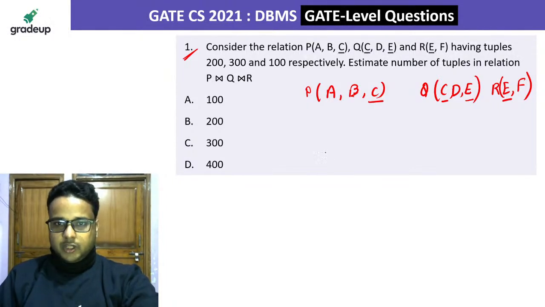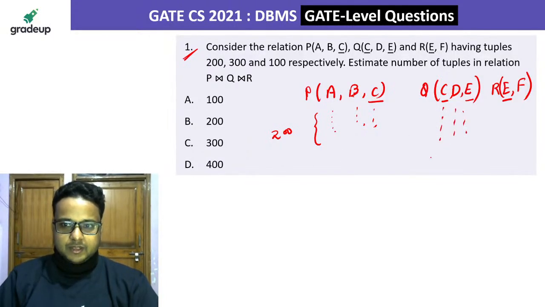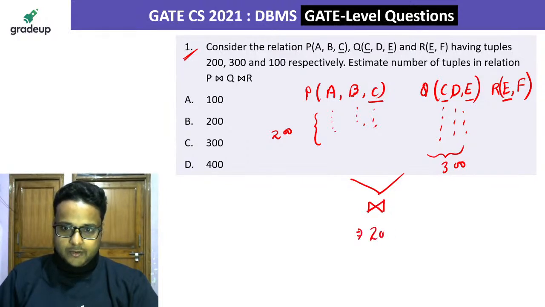Now in this P you are having many tuples. How many? Basically you have 200 tuples, and in Q we have 300 tuples. If you perform natural join, definitely you will get only 200 tuples. Why 200 tuples?